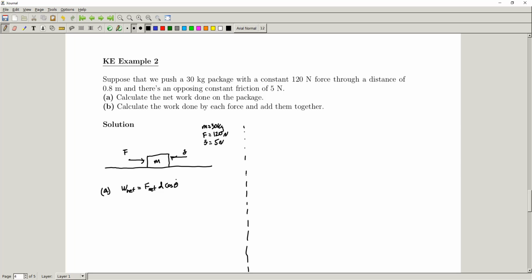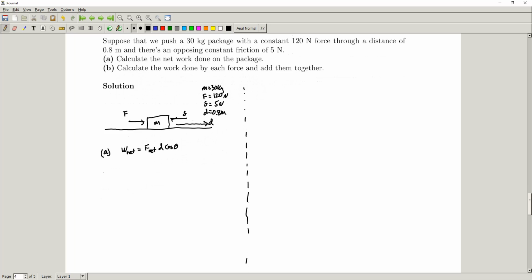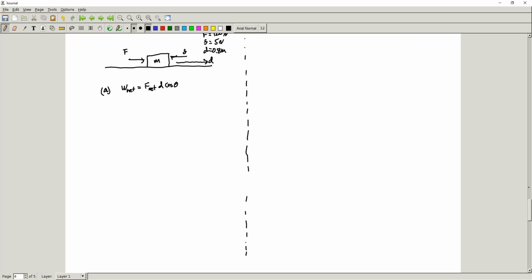Right? But I should probably put in our displacement here. This is going to be our displacement, and we're not told what the... oh no, we are told, right? Oh yeah, we're told a distance of 0.8 meters. Okay, so we have our displacement of 0.8 meters. So let me scroll down a little bit. We want to find the net work done on this thing, and this is the equation we would use to do that, except that we don't know what F net is yet.